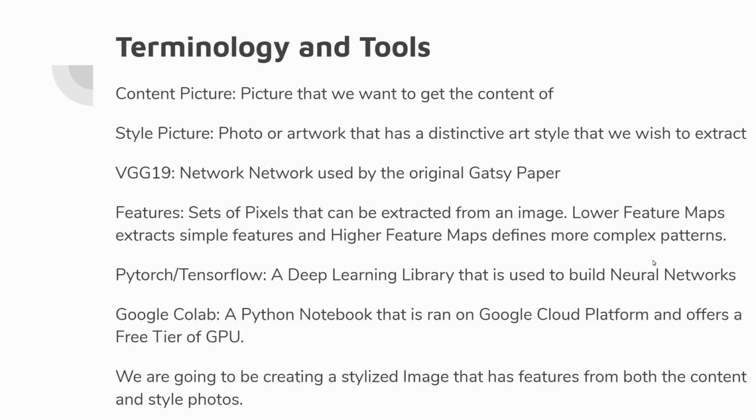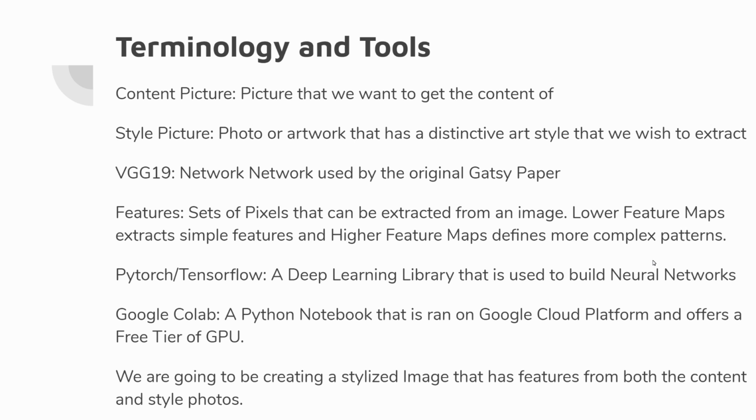The neural network that we're going to be working with and modifying is the VGG19, which was used in the original Gatsy paper. This model, I believe, was mainly used for image recognition, but we don't really care about that. We care about how it extracts features from the image. And the features are the sets of pixels that can be extracted from the image.